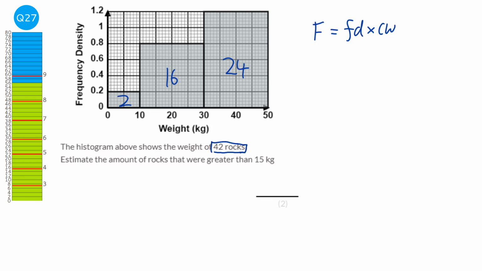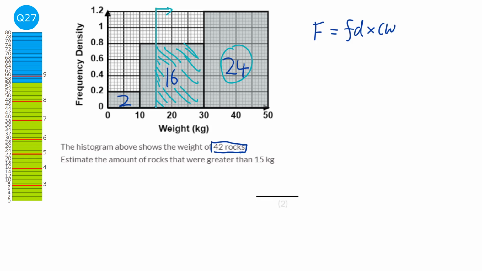Okay, now it says to estimate the amount of rocks that were greater than 15 kilograms. So we're going to draw a line up from 15 kilograms, and we're looking for all the values that were to the right of that line. So we know that there are 24 definitely, because all of that bar is to the right of that line. And we've just got to work out what proportion of this bar is to the right of that line. Well, it's 4 squares wide and we're looking at 3 of the squares. So it's going to be 3/4 of 16.